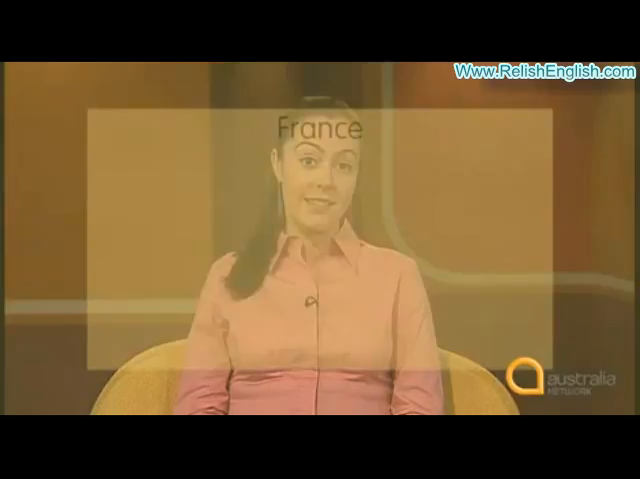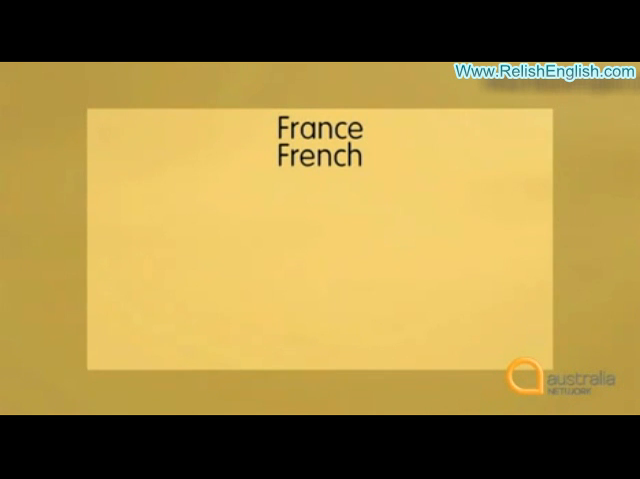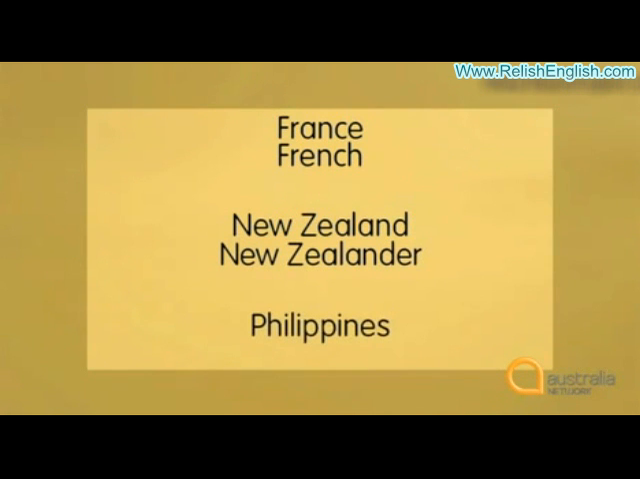And some nationalities are formed in an irregular way. France, French, New Zealand, New Zealander, Philippines, Filipino. And watch the change in spelling with that one. Why don't you start your own list of English names for countries and their people? Some countries also take separate adjectives that you can learn along with them.